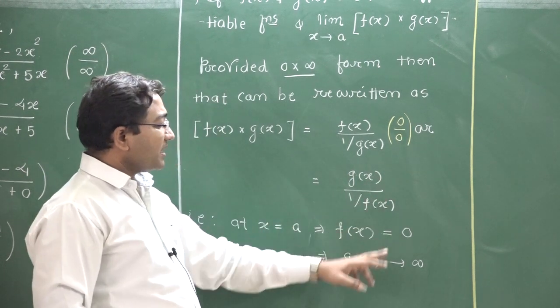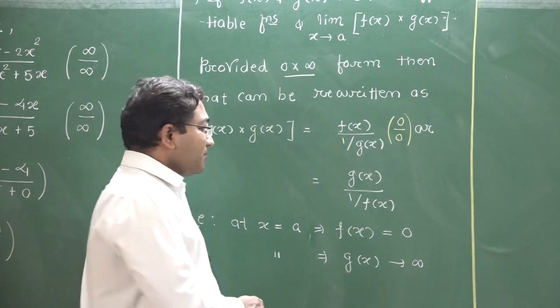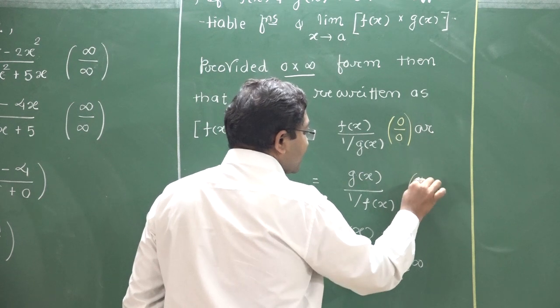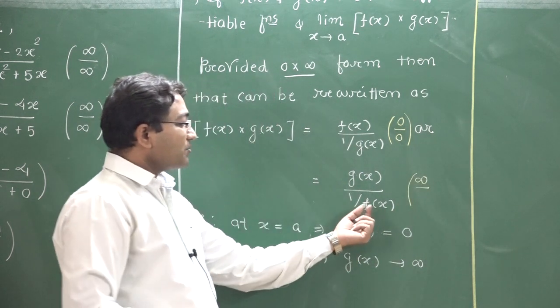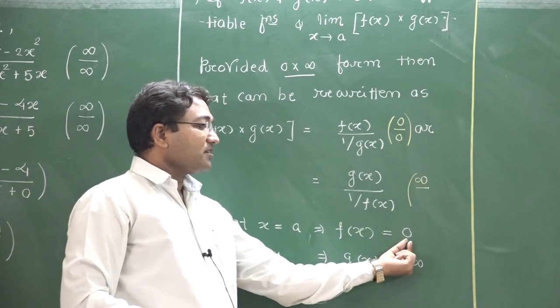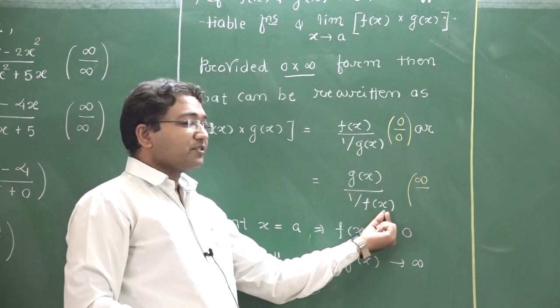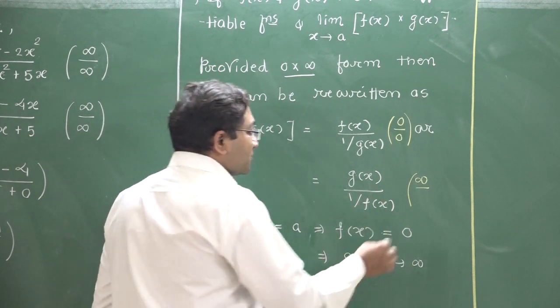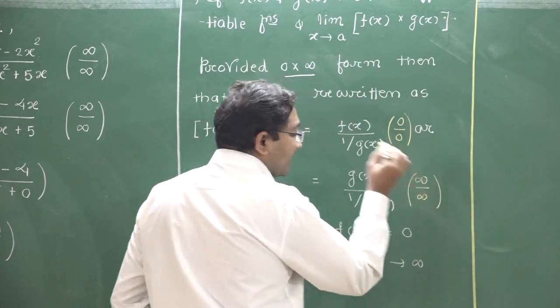And here observe that g of x tends to infinity, so the numerator is infinite. What about the denominator? f of x will be 0, so 1 upon 0, that is infinite. So that is the infinite upon infinite form.